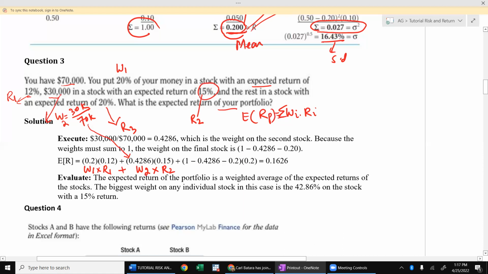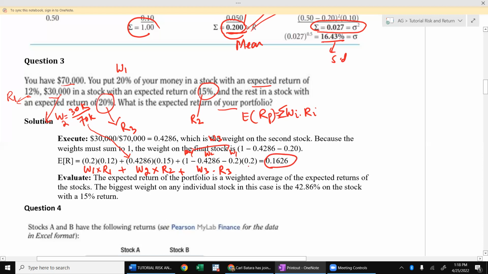So weight of 1 times R1, plus weight of 2 times R2, plus, since you don't know the weight of the third one but you know the existing weights, weight of 2 and weight of 1, the total weight should be 100%, right? So weight of 3 is 1 minus weight of 2 minus weight of 1. Then weight of 3 is multiplied by R3, which is given in this question. The answer is 16.26.